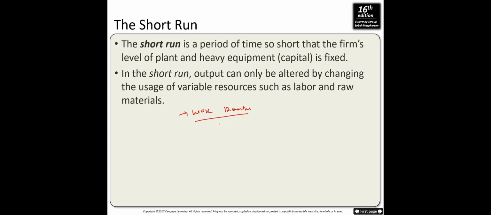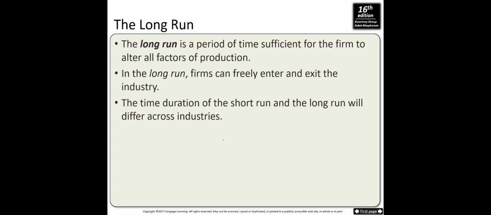Let's say you have a restaurant business and you lease the place for 12 months. So this is your short run. Why? Because in 12 months, you can't break the lease. If you break it, there will be consequences. And the only thing you can do is to increase your labor, right? Or the menu items, which are all variable. So if one of your resources is fixed, then you are in the short run for that business. Okay. Let's look at long run. Long run is a period of time sufficient for the firm to alter all factors of production. In the long run, firms can freely enter and exit the industry. So in the long run, none of the resources are fixed. You can change everything.